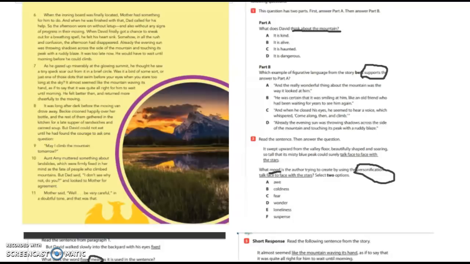It was long after dark before the moving van drove away. Becky crooned happily over her bottle, and the rest of them gathered in the kitchen for a late supper of sandwiches and canned soup. But David did not eat until he had found the courage to ask one question. "May I climb the mountain tomorrow?" Aunt Amy muttered something about landslides, which were firmly fixed in her mind as the fate of the people who climbed mountains. But Dad said, "I don't see why not, do you?" and looked to Mother for agreement. Mother said, "Well, be very careful," in a doubtful tone, and that was that.